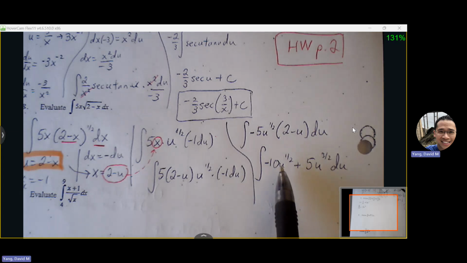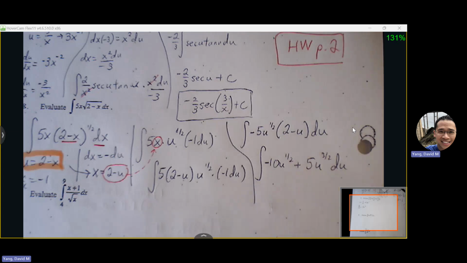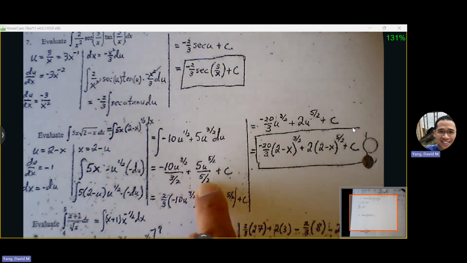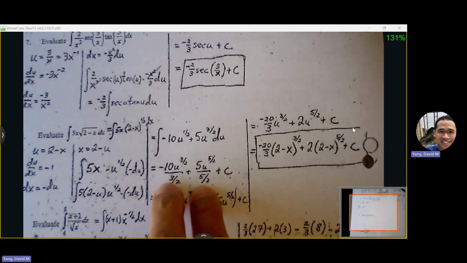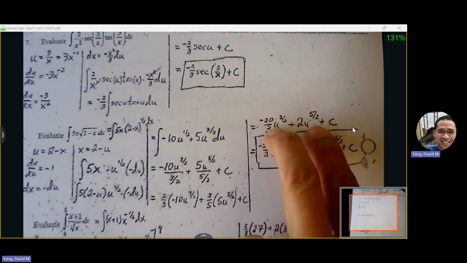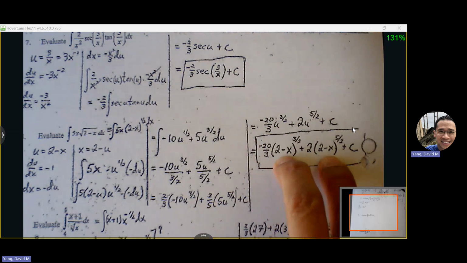And don't forget, when you clean up your answer, bring back your x variable. Remember, your u variable is only a temporary variable. It shouldn't be in your final answer. We should be able to represent our solution in terms of x. So once we add 1 to the exponent and divide by it, we can flip those fractions up, multiply your coefficients, and then replace your u back in terms of x.